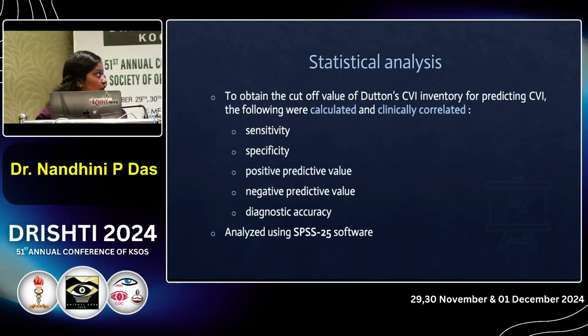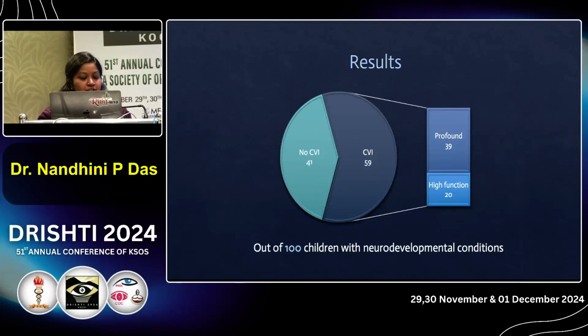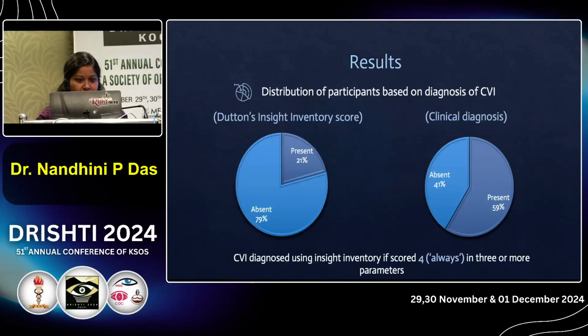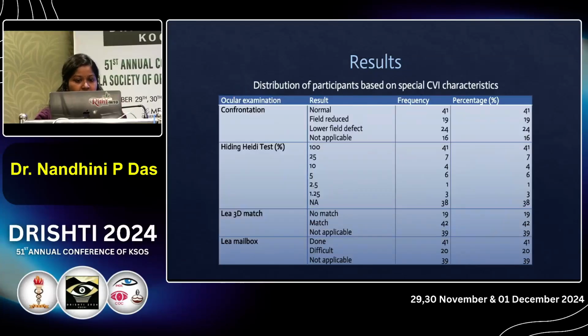and were clinically correlated. Coming to the results, out of 100 children with neurodevelopmental condition, 59 were diagnosed to have CVI, and among that, low function CVI was 39, which was profound CVI, and high function CVI was 20. The distribution of participants based upon the diagnosis of CVI by insight inventory, if they scored 4, that is always, in 3 or more questions, 21 were diagnosed with CVI, and clinically 59 were diagnosed to have CVI.